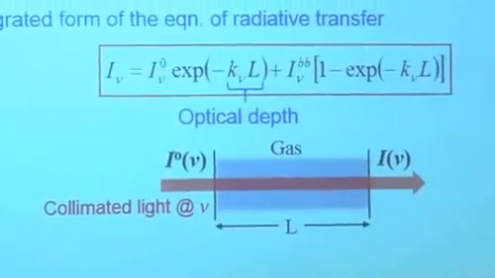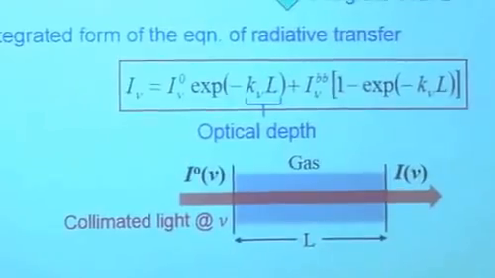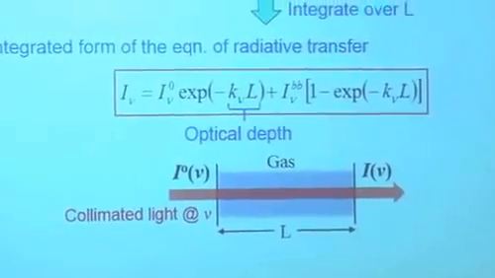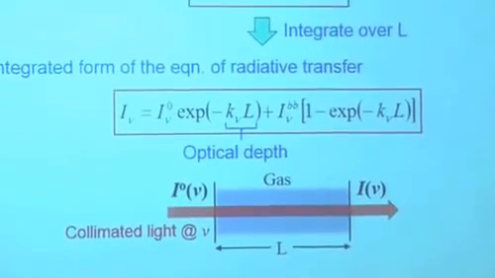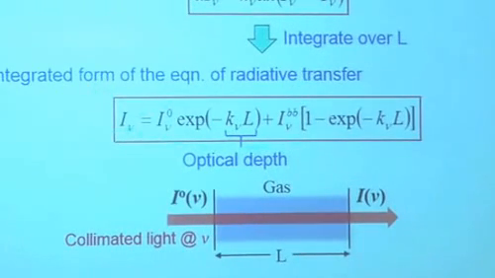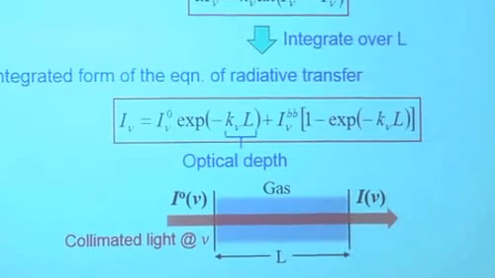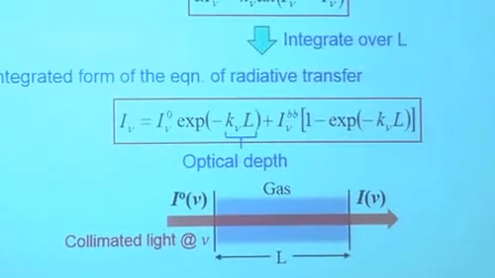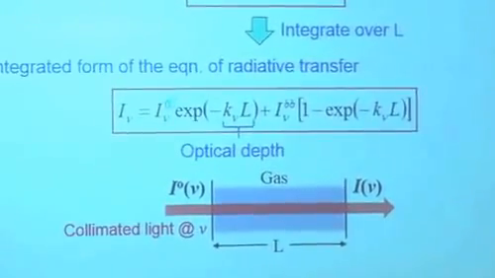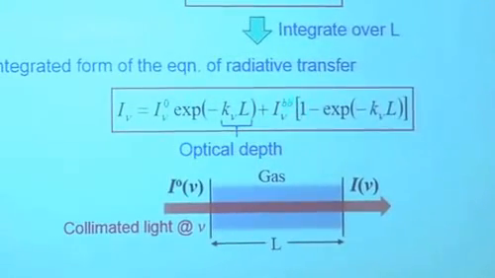So here's my relationship again. The dI nu is proportional to the difference. I can also integrate this over length, and let's assume it's uniform over that distance. So now I can integrate this and have what's called the integrated form of the equation of radiative transfer. This is just the integral of this equation, where I nu 0 is the incident intensity, and that's the black body intensity.